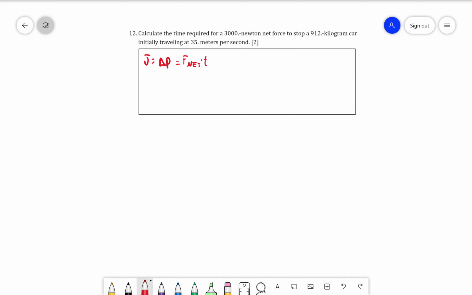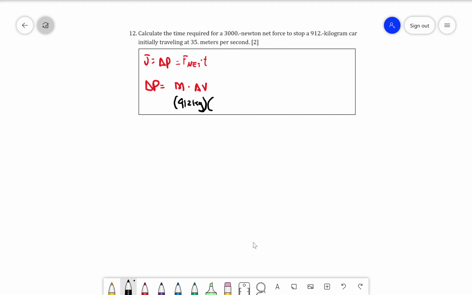So what we need to do is find the change in momentum and the time it takes for that net force to change that momentum entirely. So the change in momentum, remember, is equal to mass times the change in velocity. So let's plug in what we know for that. Change in momentum, we know mass is 912 kilograms. We know the change in velocity, if we're bringing it from 35 to 0, our change in velocity would be 35. Technically, it would be negative 35.